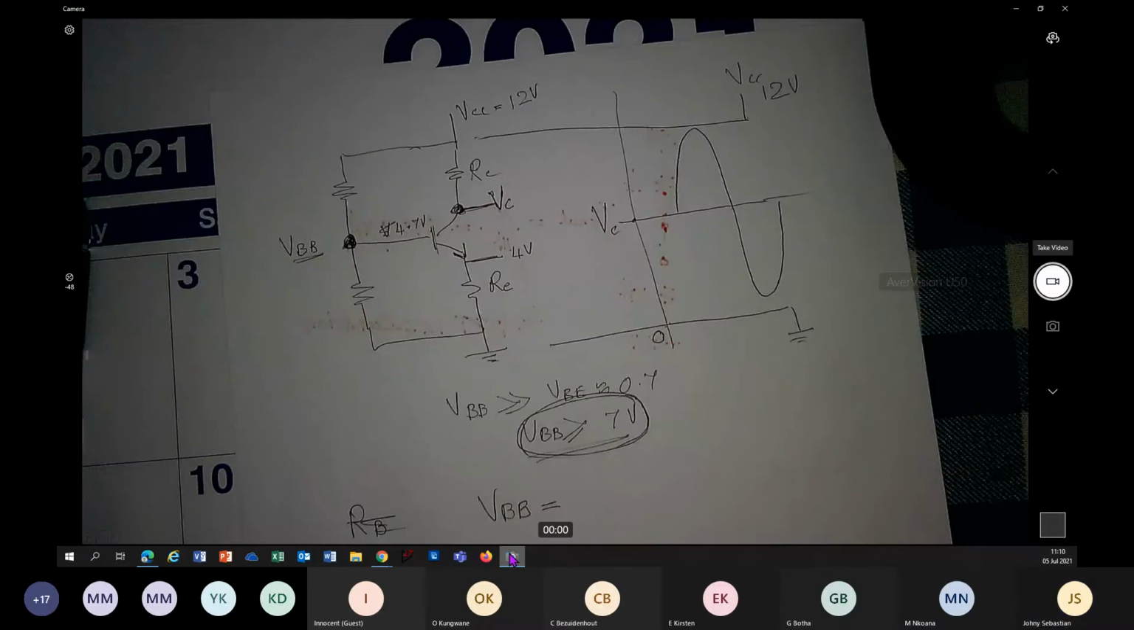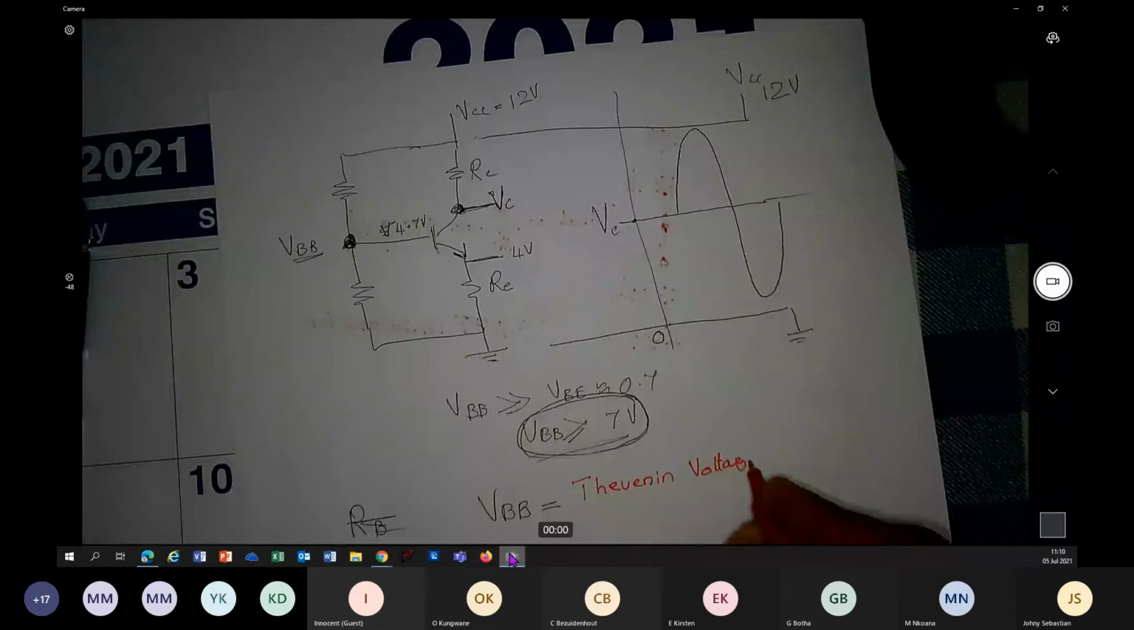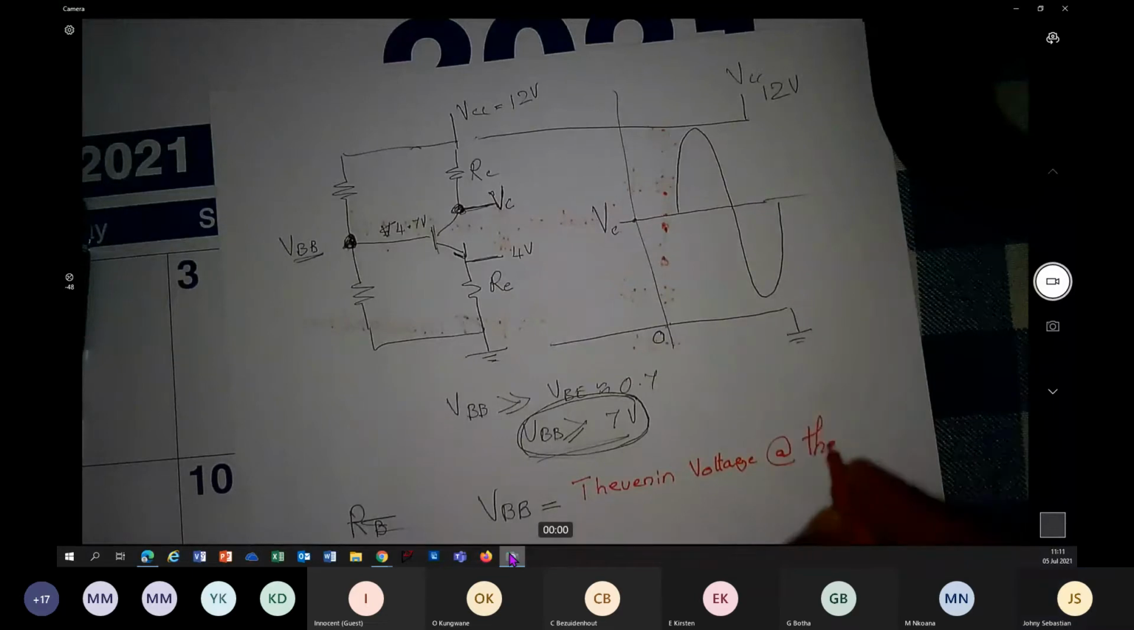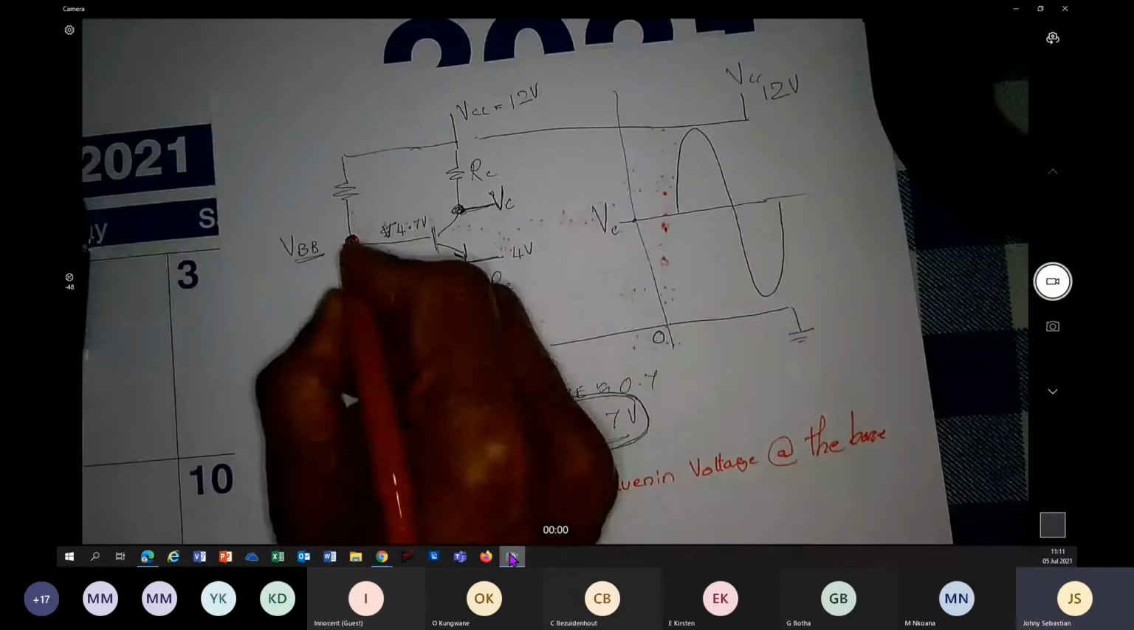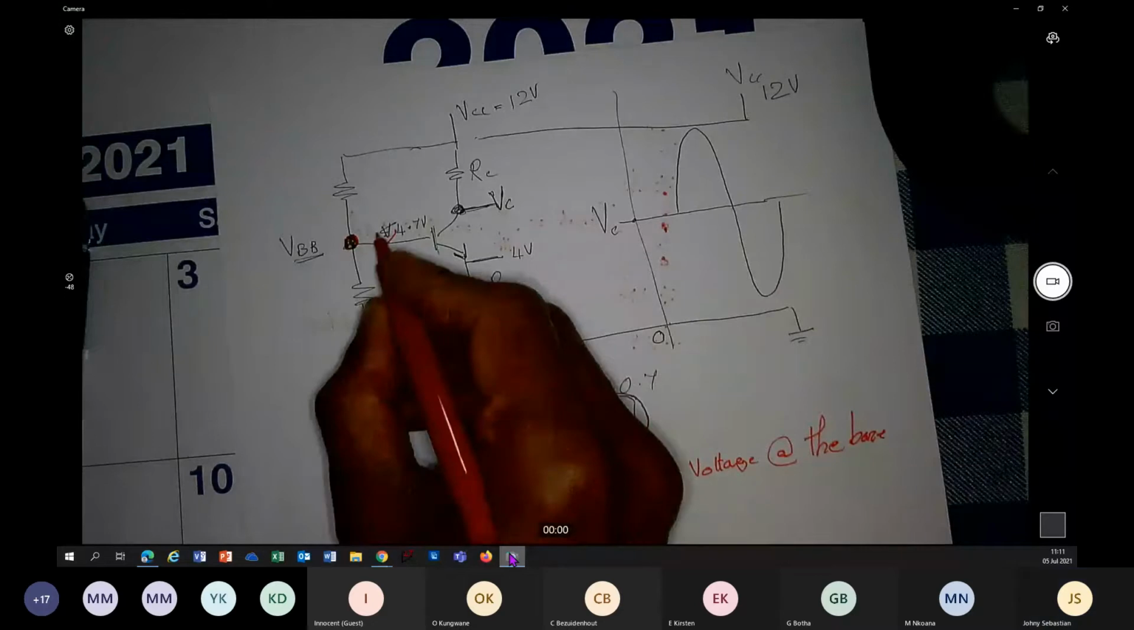VBB is Thevenin voltage at the base at this point. What we do is we open circuit there. What is the voltage at that point? That is called Thevenin voltage.